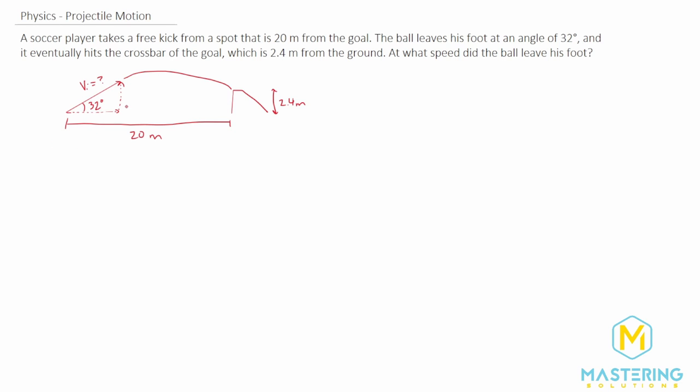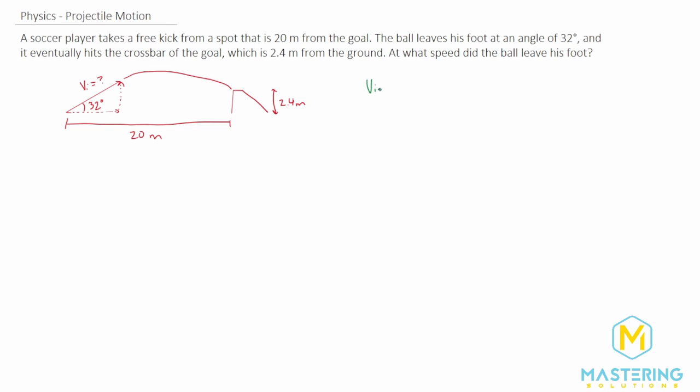So how you want to approach this problem is we have to find some way to connect the X and the Y components of this. We know that the time will be the exact same. So time is going to be the bridge for us to connect all of this and bring them together. So first, let's break up our X and Y components of the initial velocity. So we know the X component is going to be adjacent.